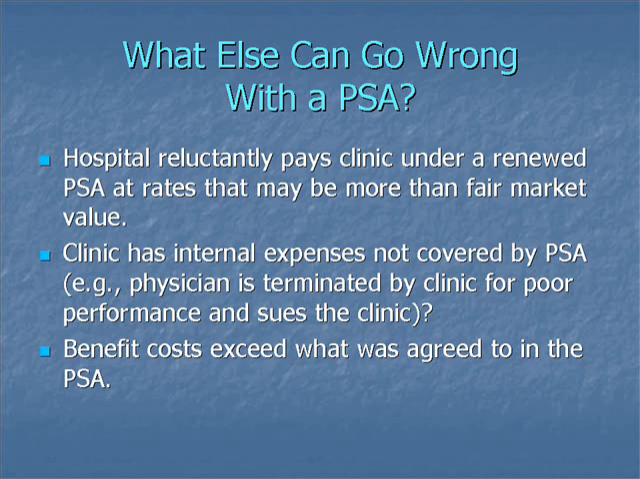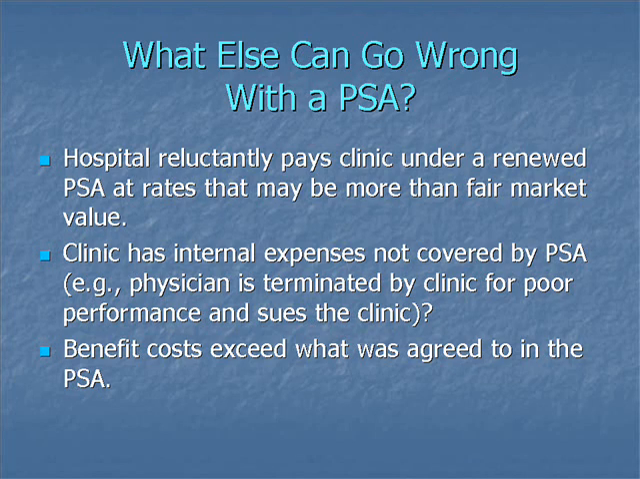Another thing that can go wrong is, remember how the doctors thought that they would get paid that amount per work RVU plus their benefits and they'd make more money than they were making today? Well, what happens if the clinic does have an expense that nobody really anticipated? For example, the clinic terminates one of its doctors for poor performance. Hospital says to the clinic, you know, we don't think Dr. Smith is doing a very good job. You need to get rid of him. Clinic says to Dr. Smith, here's your 90 days notice. You're fired. Dr. Smith then turns around and sues the clinic.